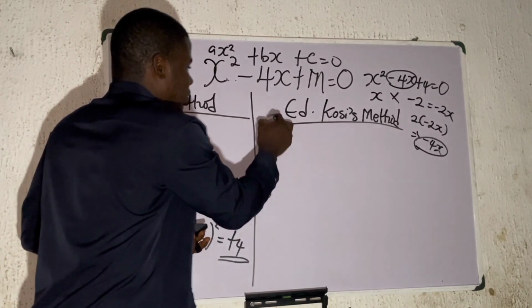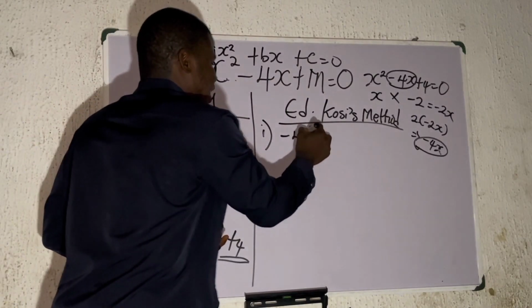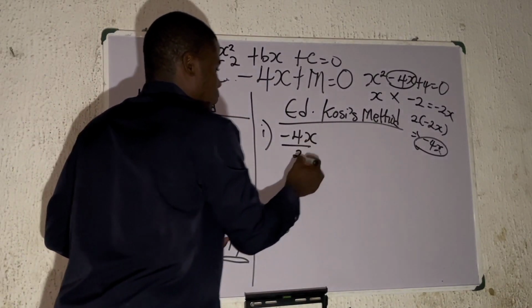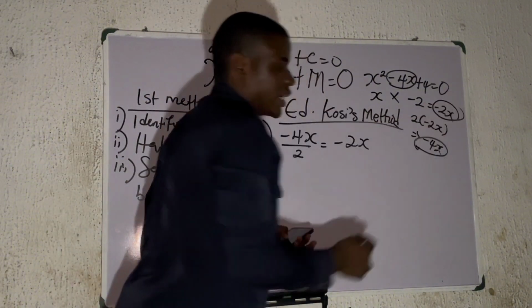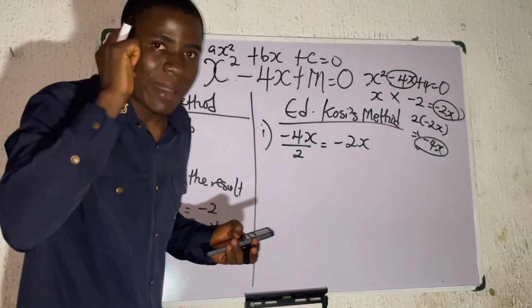Now, the first method, I'll divide the middle term by 2, which says minus 4x divided by 2. What will it give me? It will give me minus 2x. Now, it has given me the minus 2x, right? Use your sense. Try apply sense here.